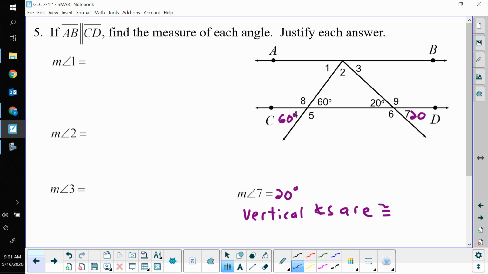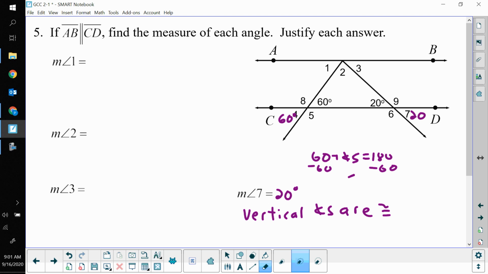Now the next easiest ones, I would say, are all the ones that are on a line with those 60 degree or 20 degree ones. So for example, angle 5 there. 60 and angle 5 should add to 180. So 60 plus angle 5 should equal, oops, I wrote 4 but meant 5, should equal 180. If we subtract 60, we get 120. So angle 5 would be 120 degrees.